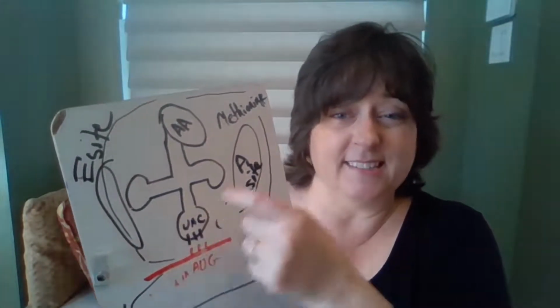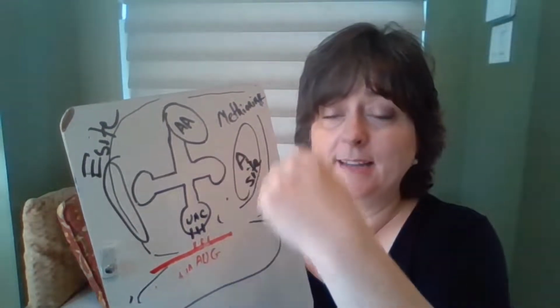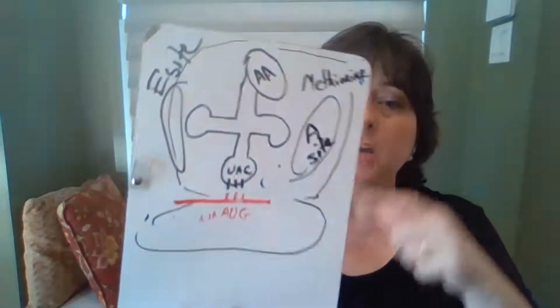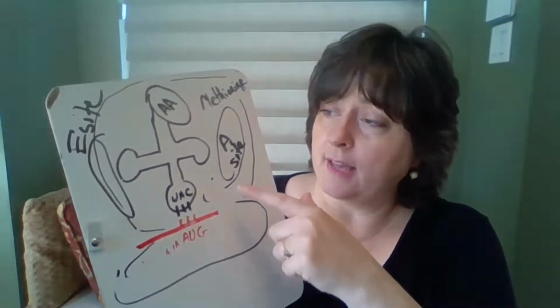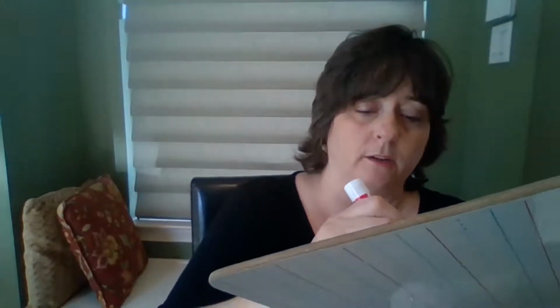And the methionine is the only one that starts in the middle, in that P site. And that's for the initiation complex. So we have an initiation complex. We have the A site empty. I have my mRNA running through here.